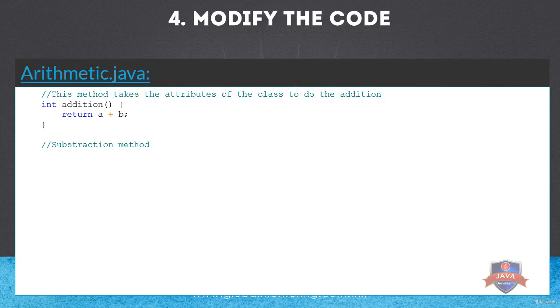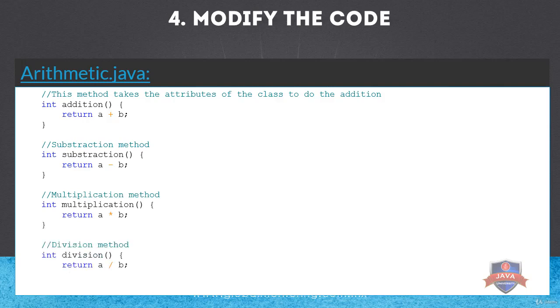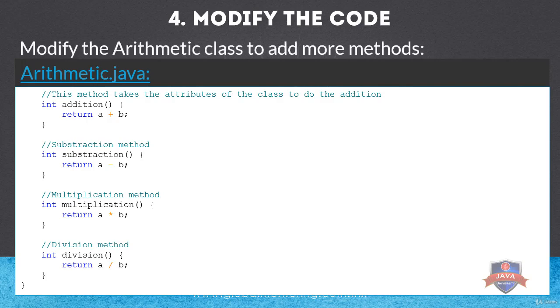We add the subtraction method using the same attributes but applying the subtraction operation. Multiplication, we are using the same attributes, A multiplied by B, and the division. So we return the value of A divided by B. And we close the class. So we modify the arithmetic class to add these methods.